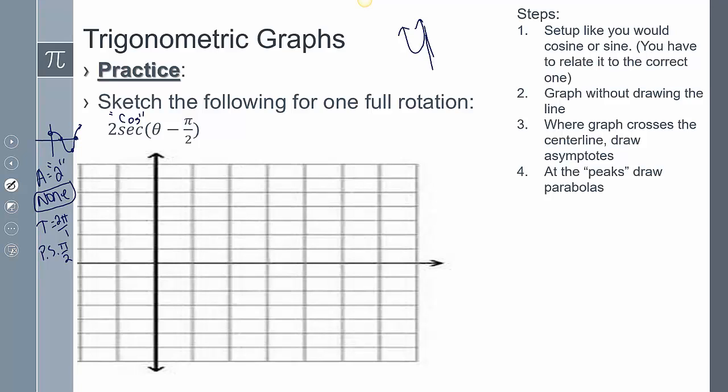So now I need to take this information and I need to put it on my graph. Now we said that I can take whatever's on the inside of my graph and put that between 0 and my natural period. Now my natural period for secant, since it relates to cosine, is 2 pi. So now trying to get this by itself, I'm going to add pi halves to everything. And so I'm going to get pi halves is less than or equal to theta, which is less than or equal to 5 pi halves.